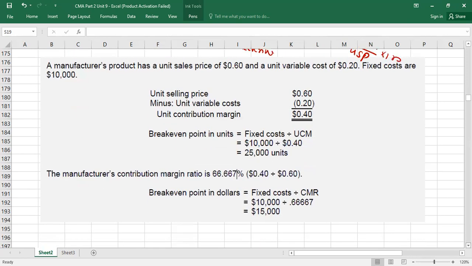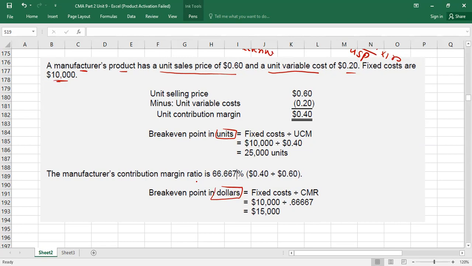So here we go. Here we have a small example first. For example, a manufacturer's product has a unit sales price of $0.6. It is the per unit selling price. And unit variable cost is $0.2. We also have a fixed cost: fixed costs are $10,000. This is total fixed cost. For example, I want to calculate break-even point in units, and I want to calculate break-even point in dollars.